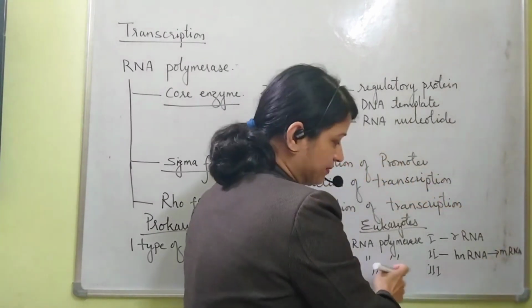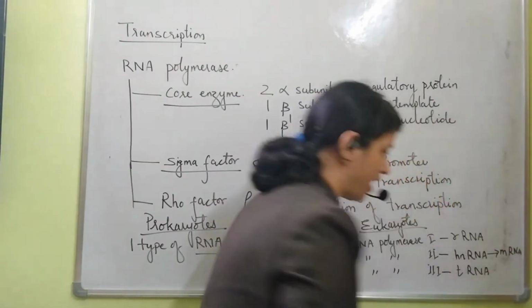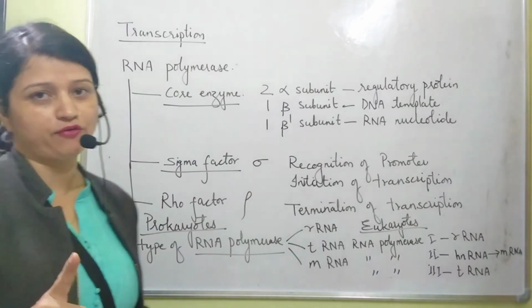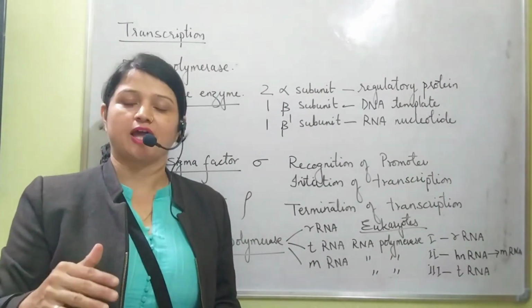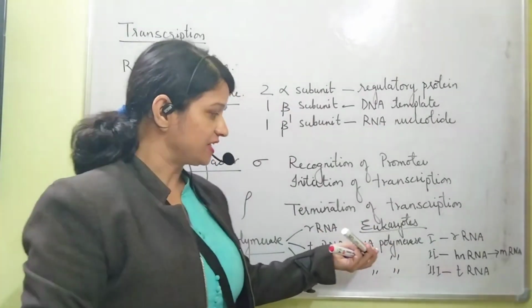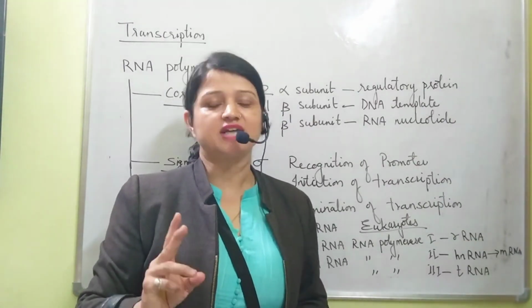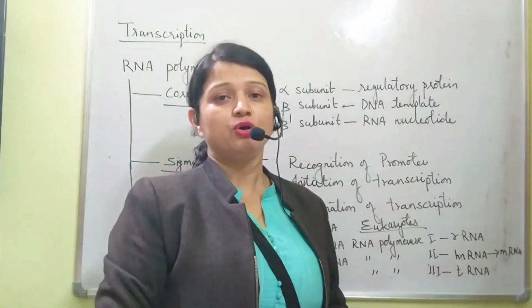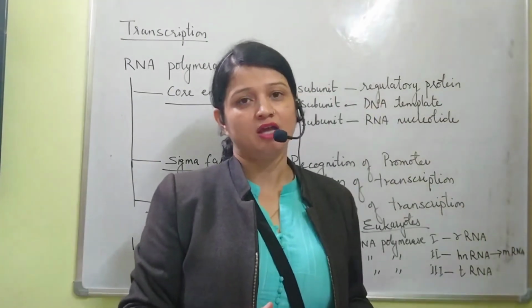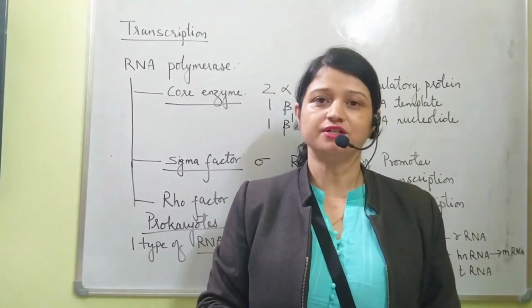And RNA polymerase 3 will transcribe tRNA, that is transfer RNA. So here we can see that in prokaryotes there is only one type of RNA polymerase which will transcribe all the types of RNA. But in the case of eukaryotes, there are 3 types of RNA polymerase: RNA polymerase 1, RNA polymerase 2 and RNA polymerase 3. So in this lecture we have studied RNA polymerase and a little information on the process of transcription. In my next video we will discuss the transcription unit.